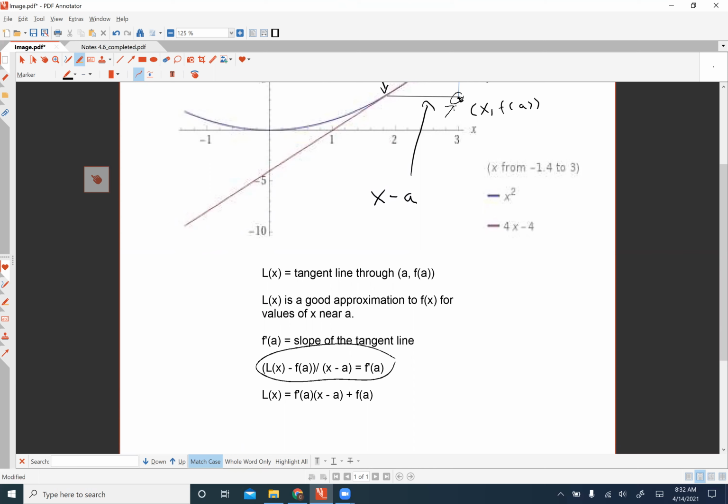And then we just solve for L of x. Oh, that's my cat in the background. And so L of x is equal to f prime of a times x minus a, plus f of a. Okay, and so we're going to use this fact.